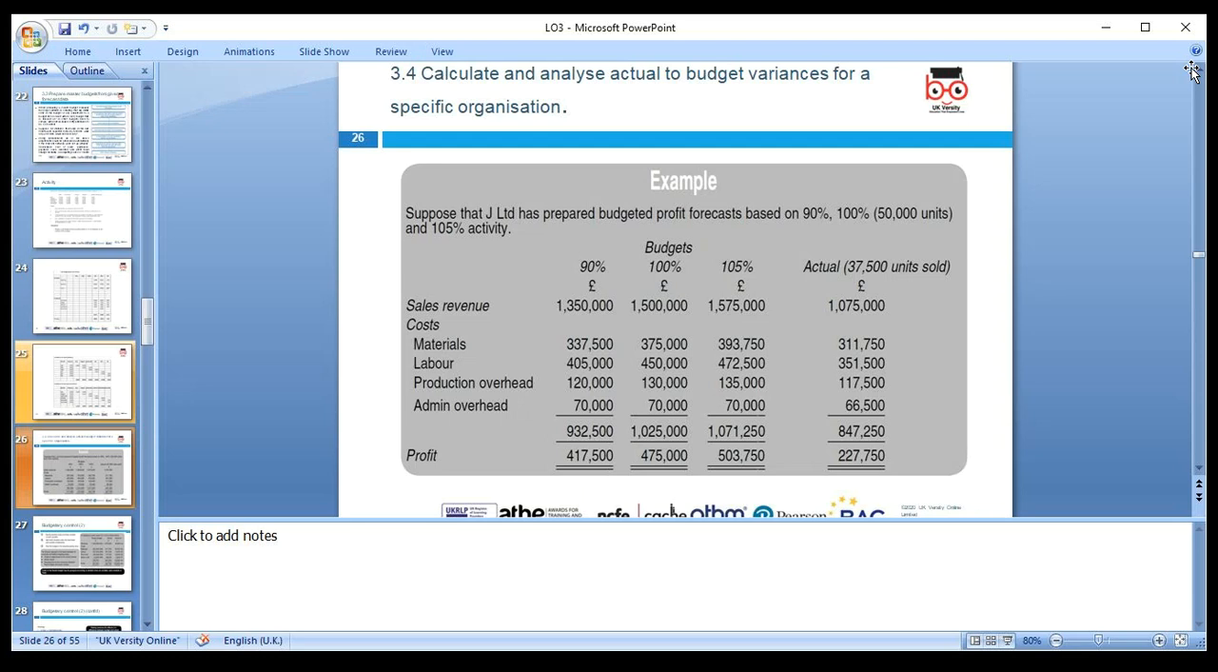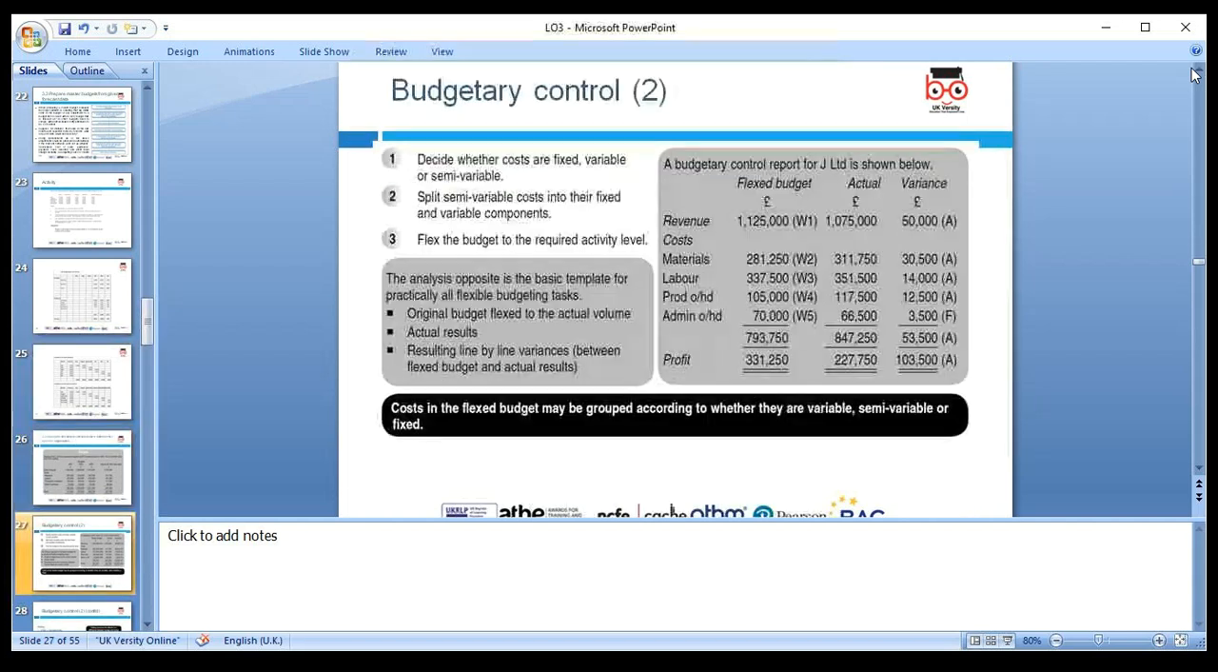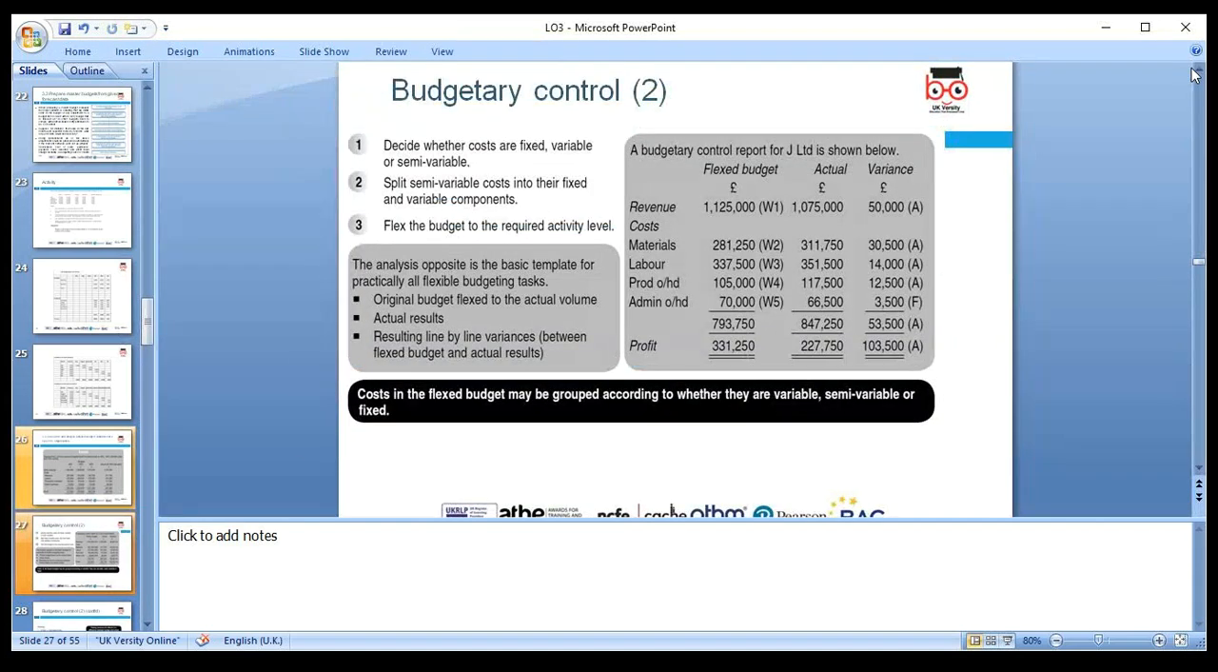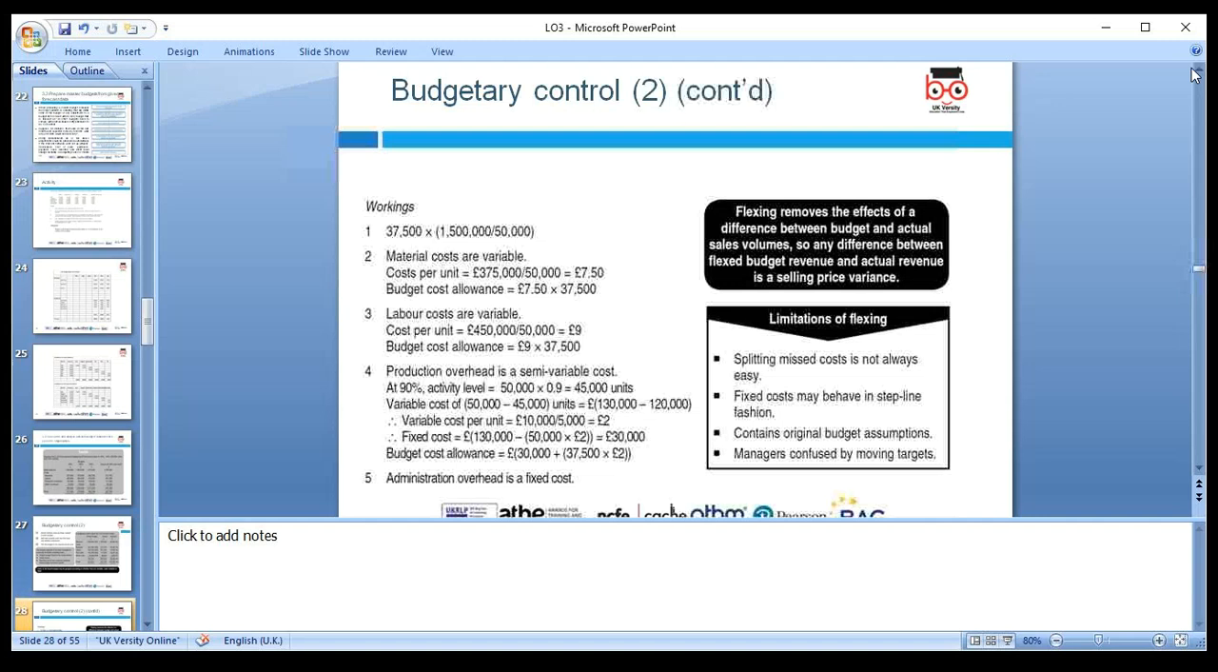Okay, so 37,500 times 3, so that should be 12,500. Yeah, so this is the actual activity. What we'll do now is compare with the actual activities of 37,500, or we can go through the budget. Here we can look at the revenue we've been given. Working one, actually the difference is the variance. The difference in the revenue is 50,000.